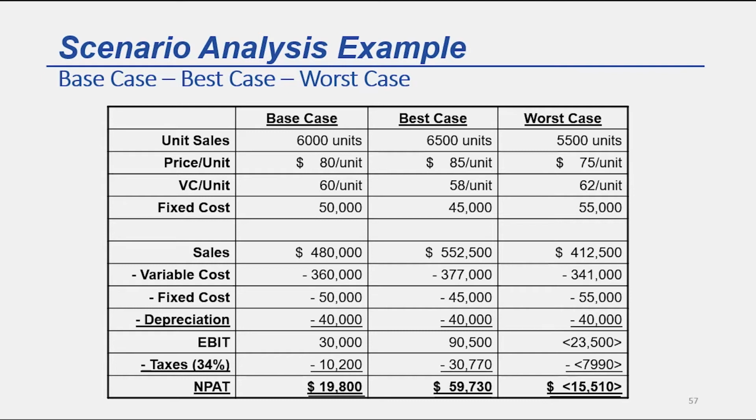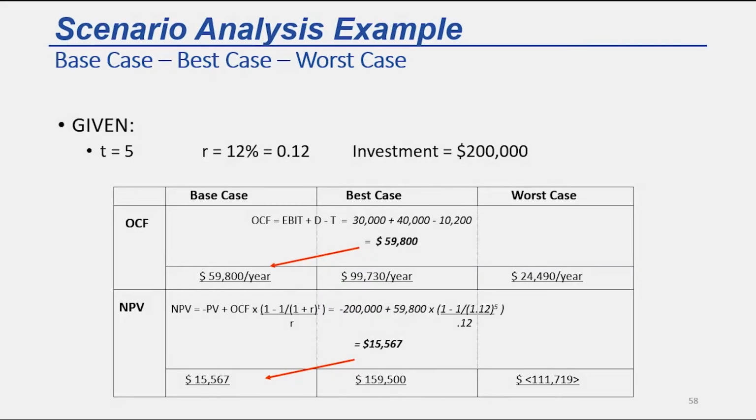And depreciation I got from analyzing the property, plant, and equipment. PP&E is $200,000, and it's going to be depreciated straight line to zero over 5 years. So the annual depreciation expense is $40,000. Plug that in, that gives me an EBIT of $30,000, taxes at 34% of $10,200, and NPAT of $19,800. From this, I can do all that session 9 analysis on NPV, IRR, AAR, all of that stuff we can do once we build the P&L and a little balance sheet.